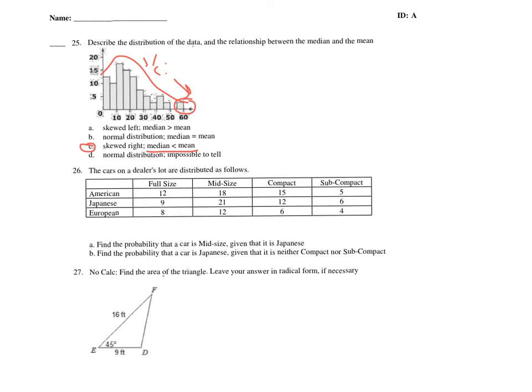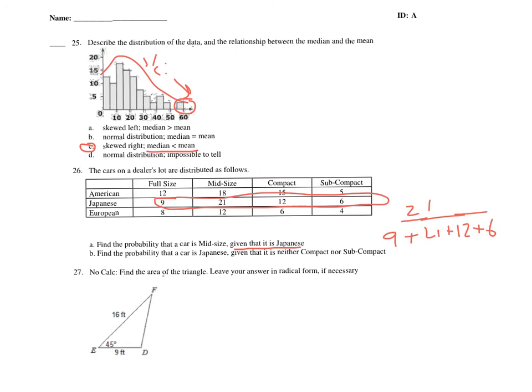26 here, we got some table probability. It says, find the probability that the car is midsize given that it is Japanese. That means I only want to look at the Japanese cars here. And so if it's mid-size, that's the 21. And then the denominator there is 9 plus 21 plus 12 plus 6, whatever that is. So I'm only looking at the Japanese cars there.